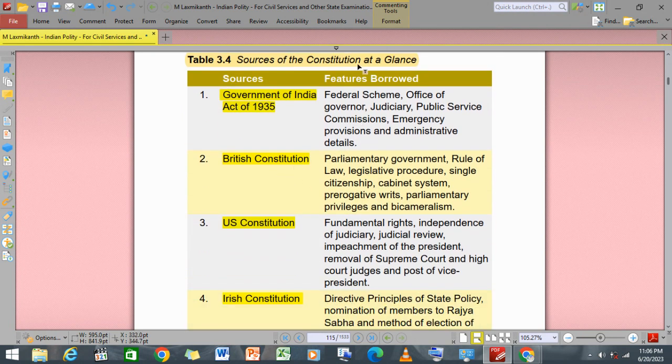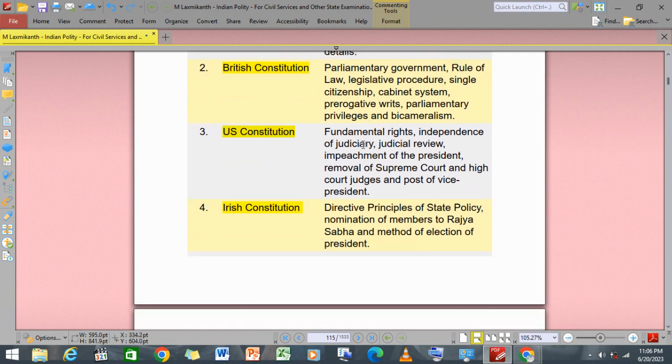Now we will talk about the sources of the constitution at a glance. All right. We have the Government of India Act of 1935. What we have taken: the federal scheme, the Office of Governor, Judiciary, Public Service Commission, and we have the emergency provisions and administrative details.